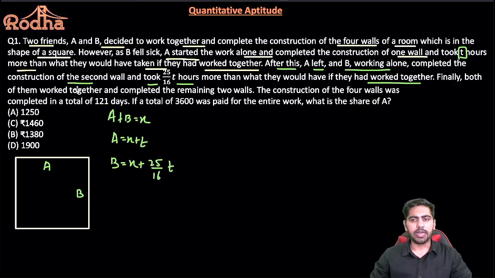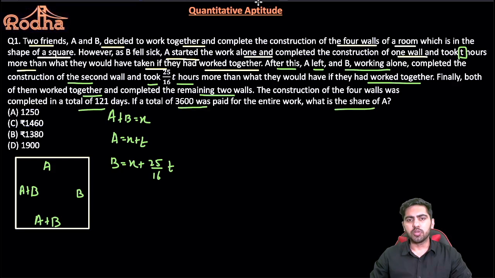Fine. Finally, both of them worked together and completed the remaining two walls. So now for the remaining two walls, both of them are working together. The construction of the four walls was completed in 121 days and a total of 3600 was paid for the entire work. What is the share of A?